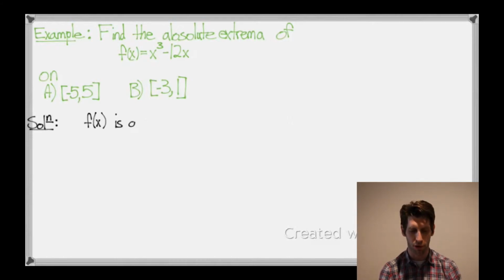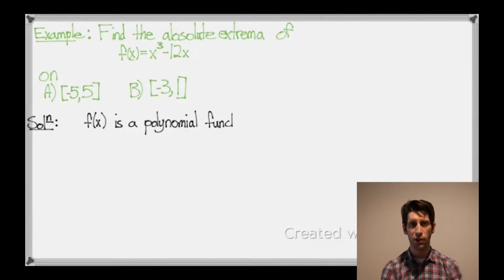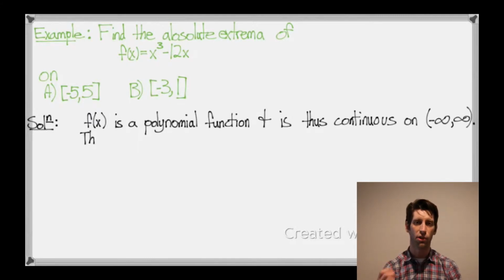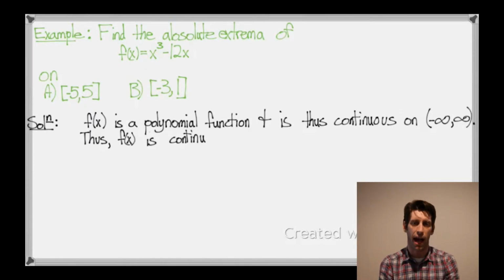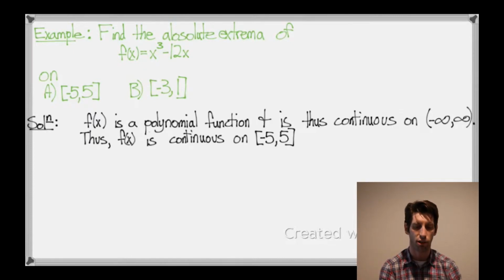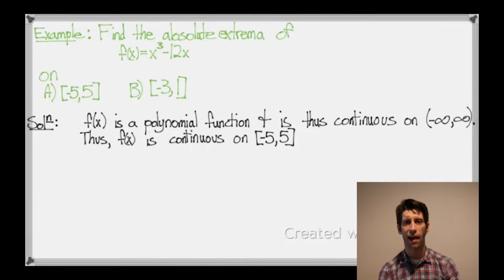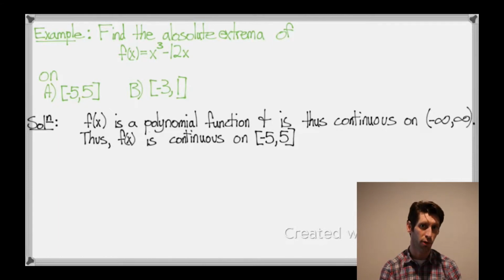Here's the solution for part A. First of all, note that f of x is a polynomial function, and as a result, it's continuous on its entire domain, which is the entire real number line from -infinity to infinity. In particular, f of x is continuous on the closed interval from -5 to 5, which is the interval in question in part A.